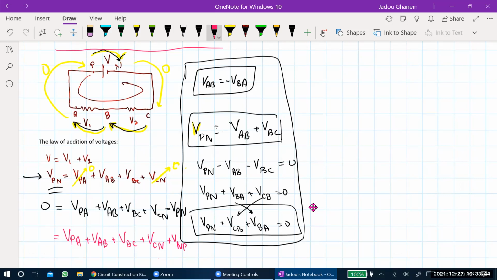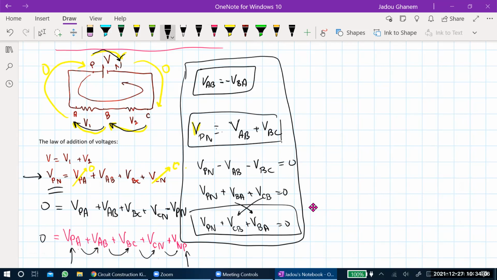Okay, as you can see, we started from P to A, then A to B. Let me just show it here: from A to B, then from B to C, then from C to N, then from N to P. We started from point P and we end up with point P. Can you see that?